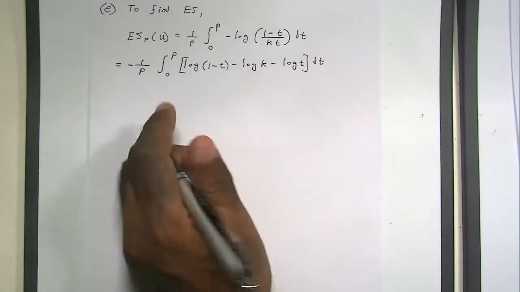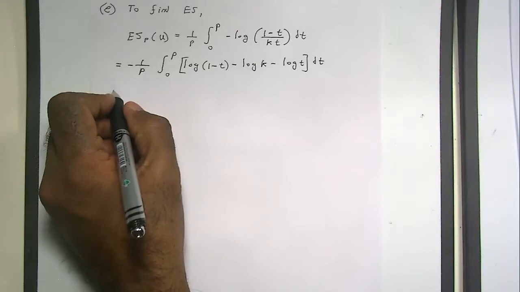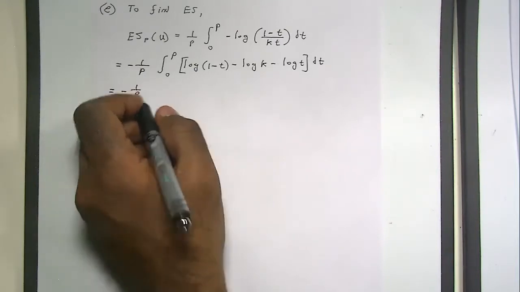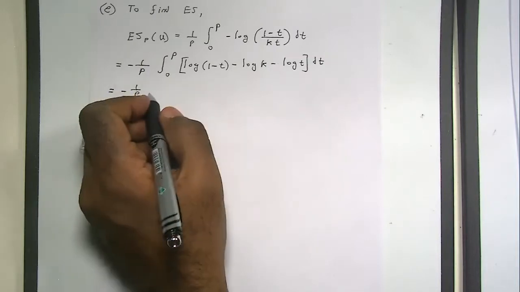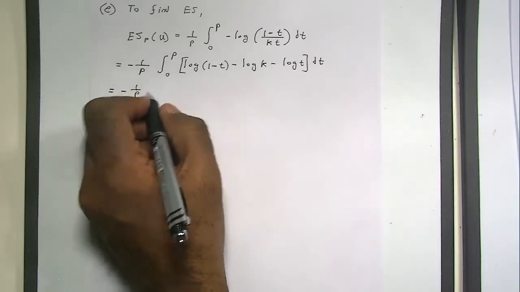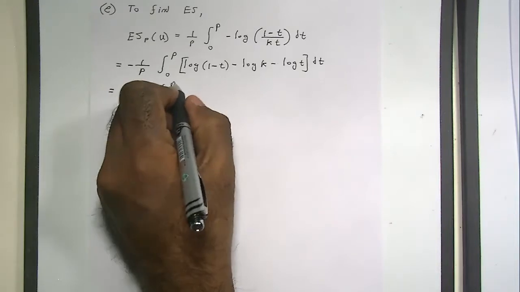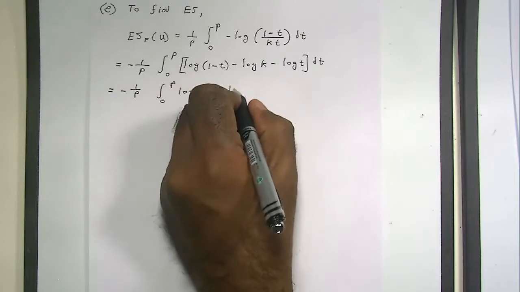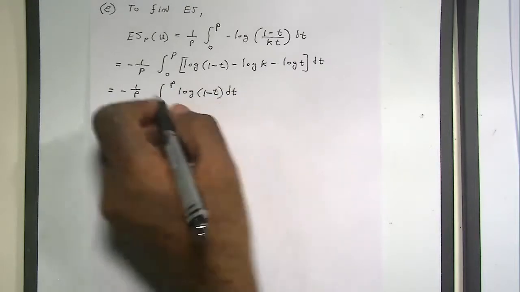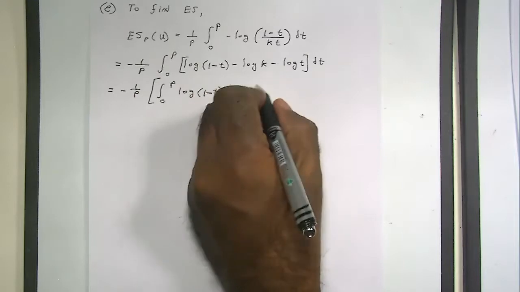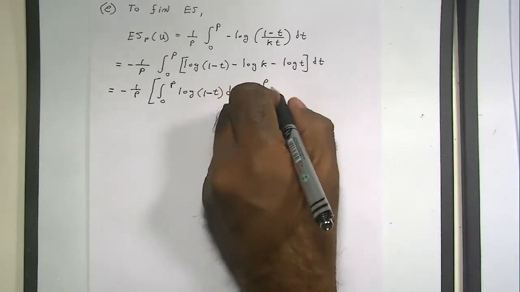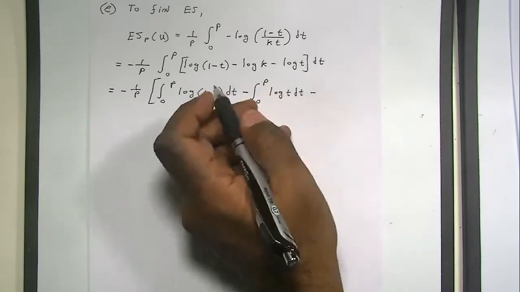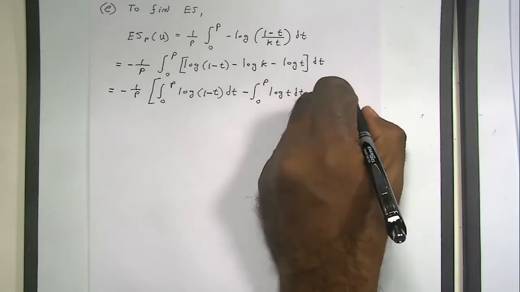Now log of k is a constant, so basically you have just two integrals, right? So you have the integral from 0 to p of log of 1 minus t dt. That's one integral. And the second integral is 0 to p of log of t dt. And the last term is just simply p times log of k.